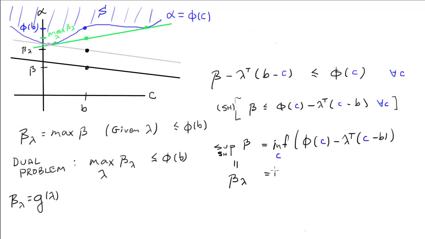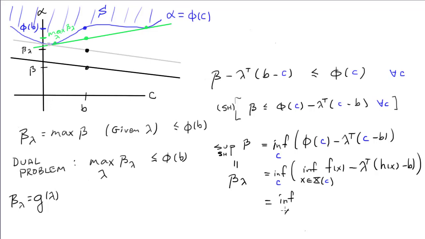Replacing phi of C by its definition. It's the smallest f value over the constraint set with right-hand side C. We're in that constraint set, so h of x equals C. This is the infimum over all x's, which is the infimum over all x's of the Lagrangian, the definition of g lambda.